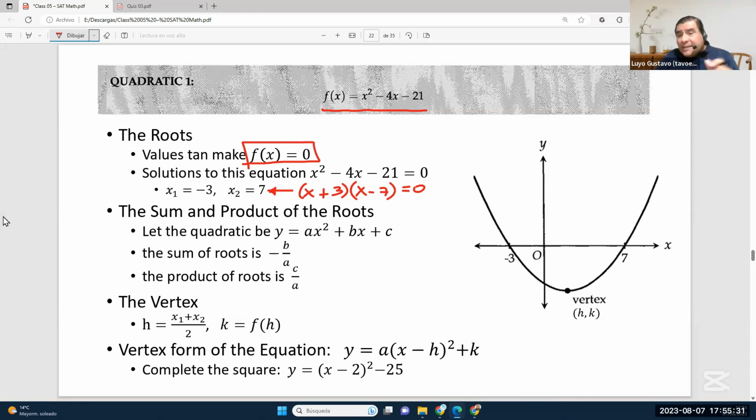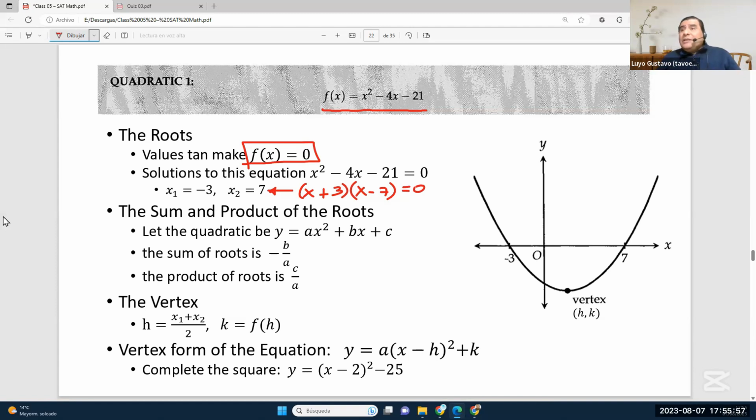There are questions in the SAT where you actually need to not calculate the roots, but just directly the sum and the product. And you can do that very fast if you just remember these two formulas. Okay, remember that A is the coefficient that multiplies the quadratic term, B is the coefficient that multiplies X, and C is the constant value.